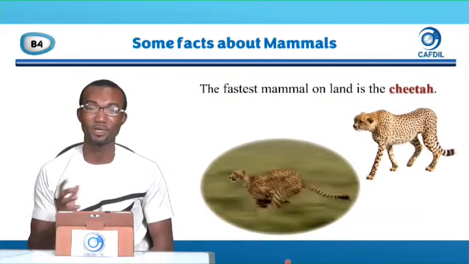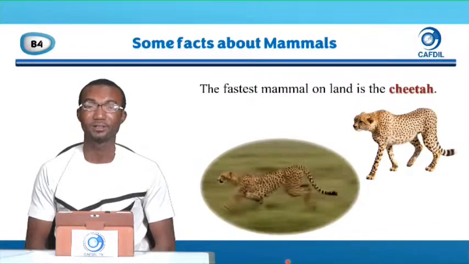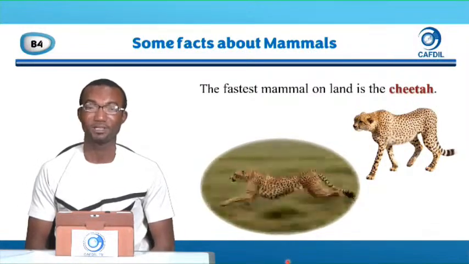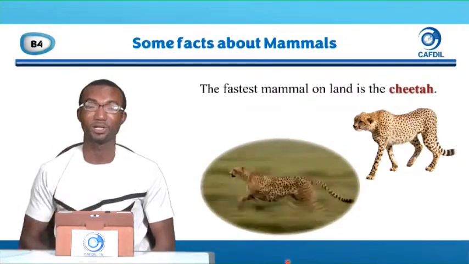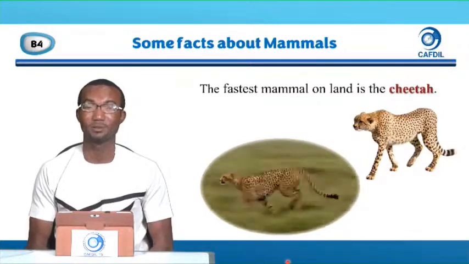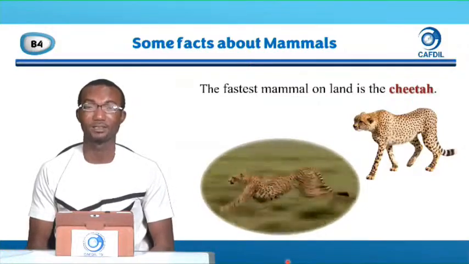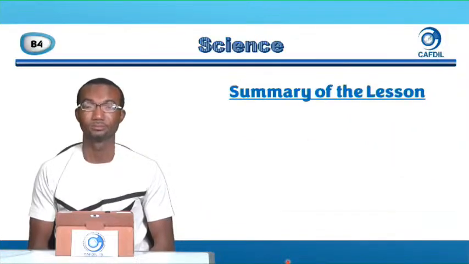When we're talking about birds, we said that the fastest bird is the peregrine falcon. But they fly, and mammals do not fly. But when you come to land, the fastest mammal on land is the cheetah. Good.